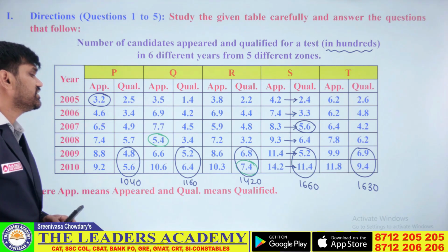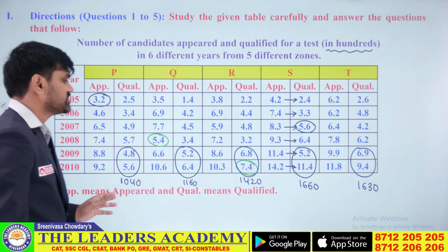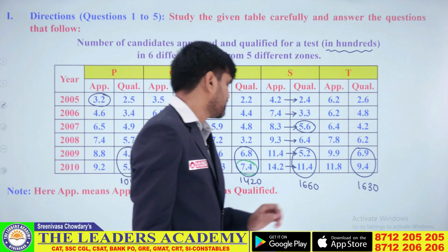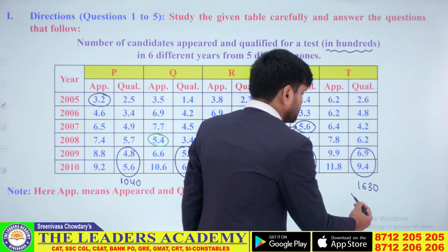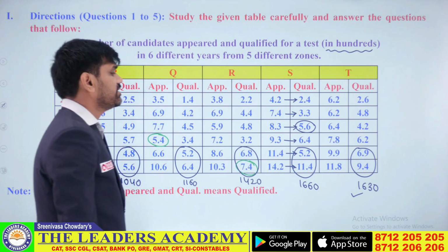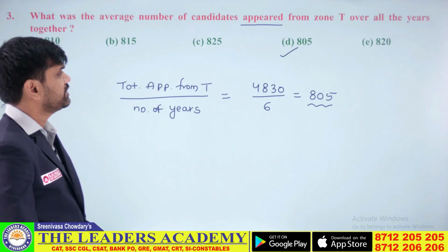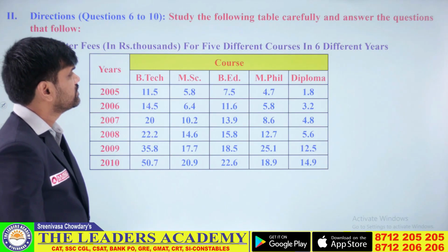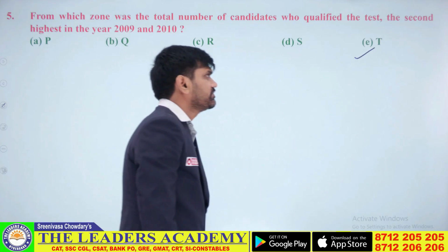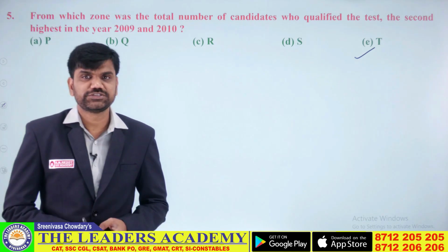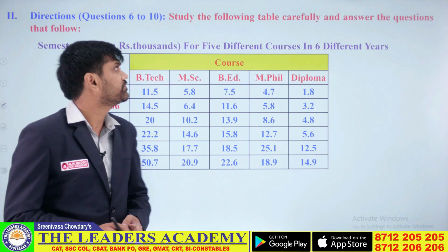Right? Now what do we need? The second highest, he said, second highest. Which is highest here? 1660. Which is second highest? 1630. So for which zone is that happening? Zone T. Hence your answer is zone T. Option E. Next, let us go ahead with second set, problem number 6 to 10.